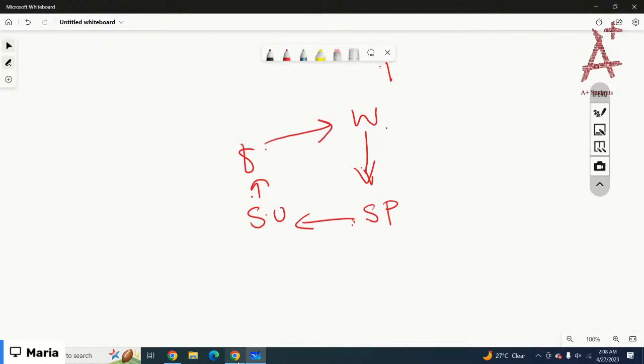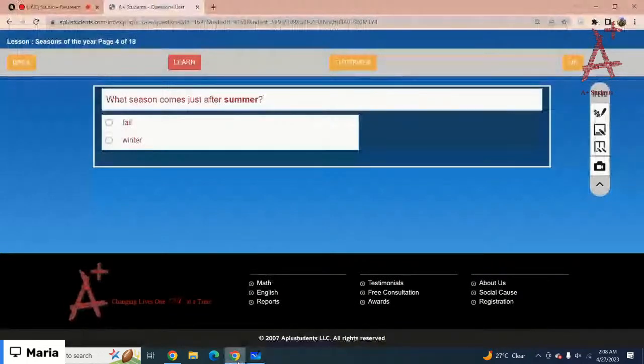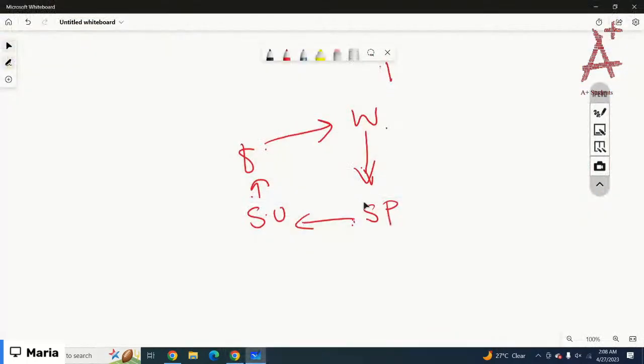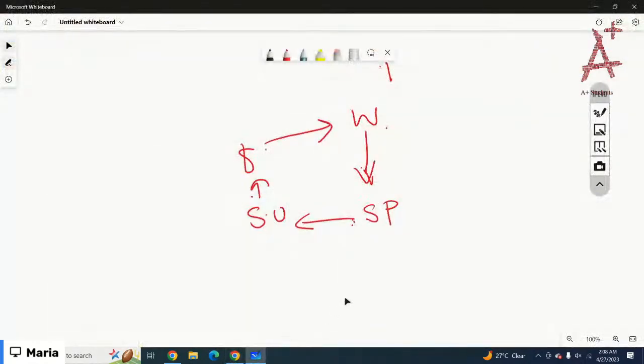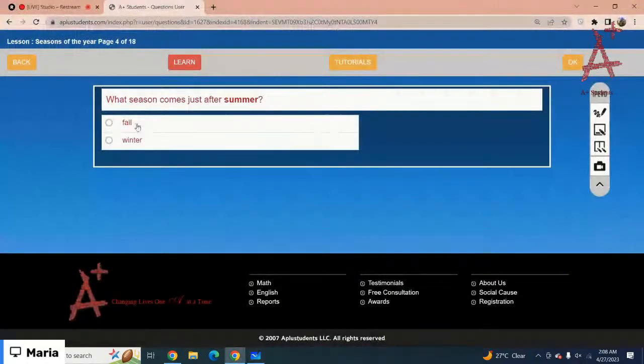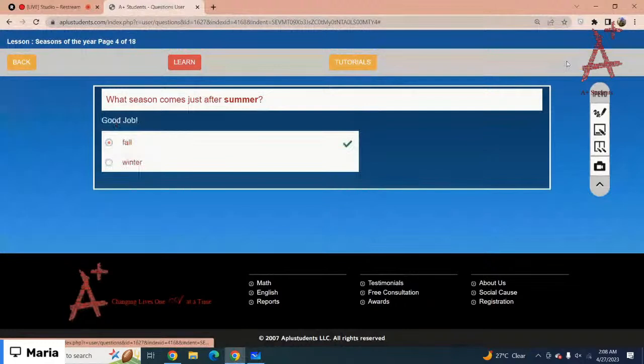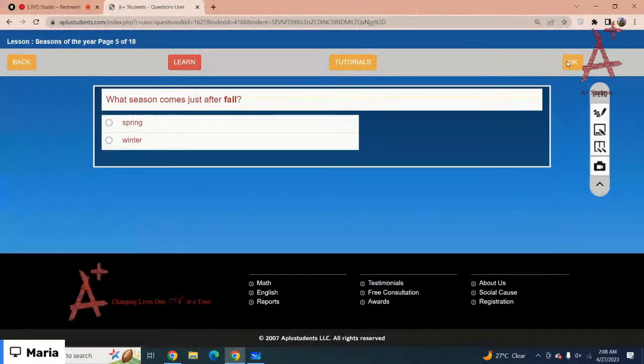Okay, the question is which season comes just after summer? So here is summer. After the summer you have fall. Got it? After the summer you have fall. So the correct option is fall. Winter is before summer. Spring is before summer.